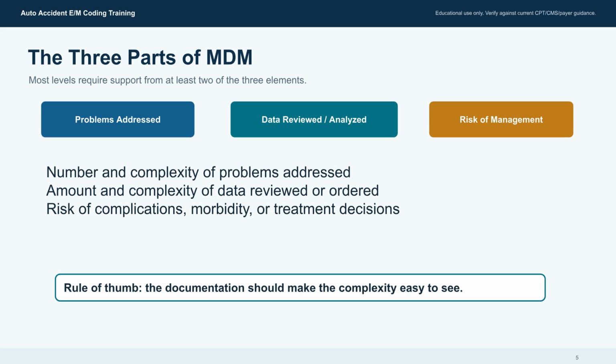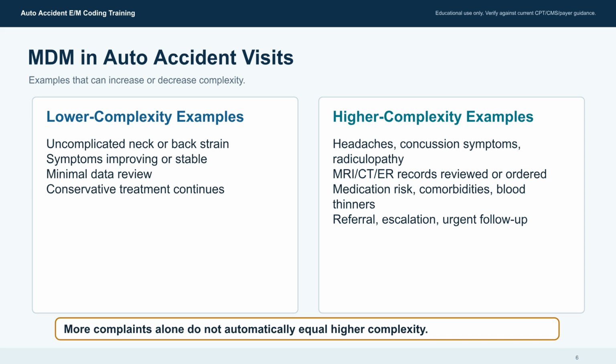In auto accident care, this means the chart should clearly show the complexity of the injuries, what records or imaging were reviewed, and what level of risk was involved in the treatment plan. Be sure to understand the 2 out of 3 concept. In an auto accident setting, the problem element may include neck pain, back pain, headaches, shoulder pain, knee trauma, concussion symptoms, numbness, tingling, weakness, or radiculopathy.